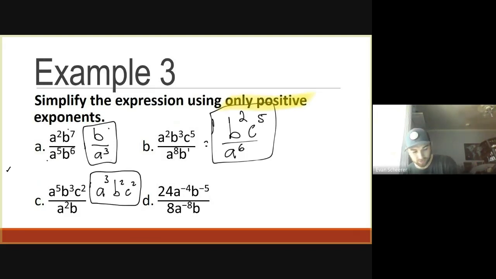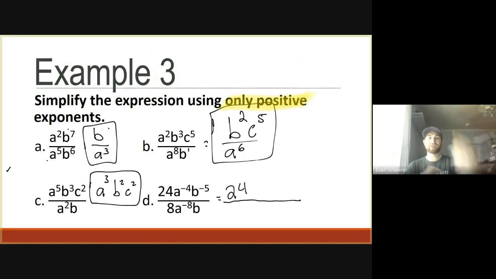So what I'm going to do, I'm going to rewrite it, and I'm going to put 24 in my fraction bar. But A to the fourth, I don't like that. So remember, I can just move it to the bottom and make it positive. So I'm going to put A to the fourth instead down there. Now B to the negative fifth. So I did the 24. I did the A to the fourth. B to the negative fifth. I don't like that on the top because it's negative. So I'm going to move it to the bottom and make it positive.